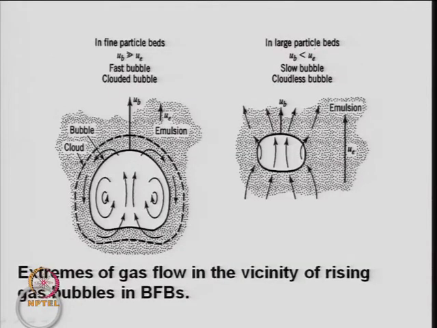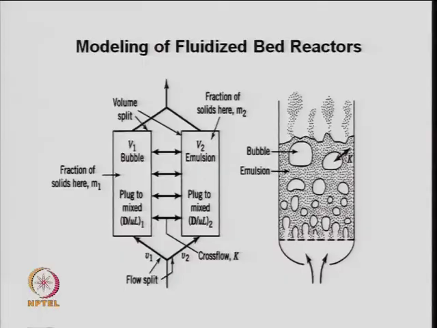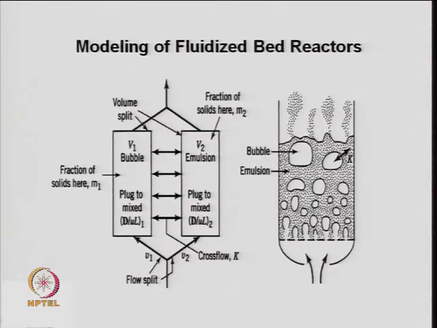So, this is what I have already discussed, and this is what the modeling is when you do it. You have a two phase flow system: V1 is the flow towards the bubble and V2 is towards the emulsion phase. This is the volume V1 in the bubble phase and V2 is the volume in the emulsion phase. So, the whole system has been just divided into two phases: one is your bubble phase, another is the emulsion phase, and there is an interchange of mass between the two. So, cross flow is what we are talking about.